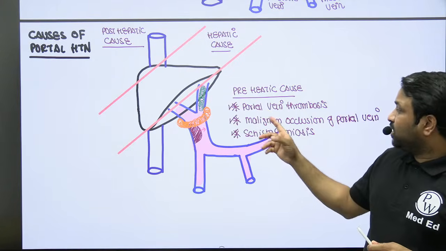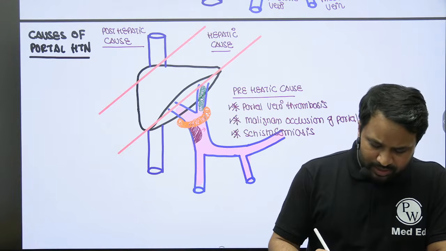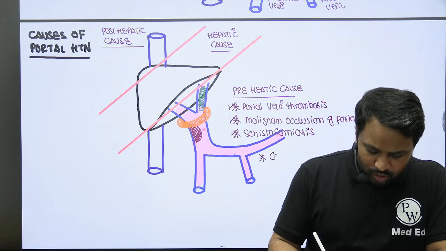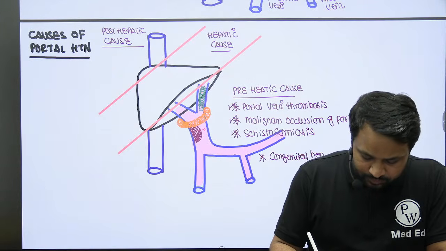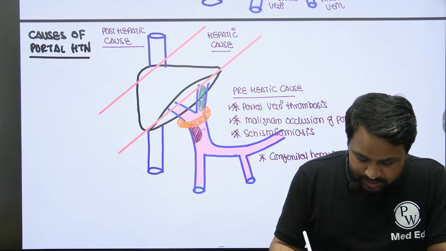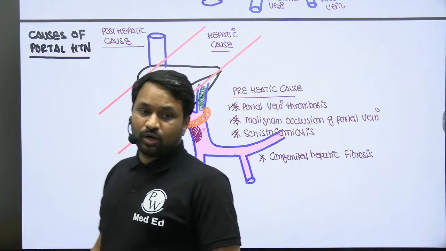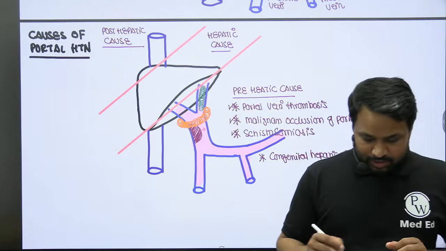So portal vein thrombosis, malignant occlusion, schistosomiasis. Another condition, if I just want to complete the list, is congenital hepatic fibrosis. All these will result in a prehepatic cause for the development of portal hypertension.